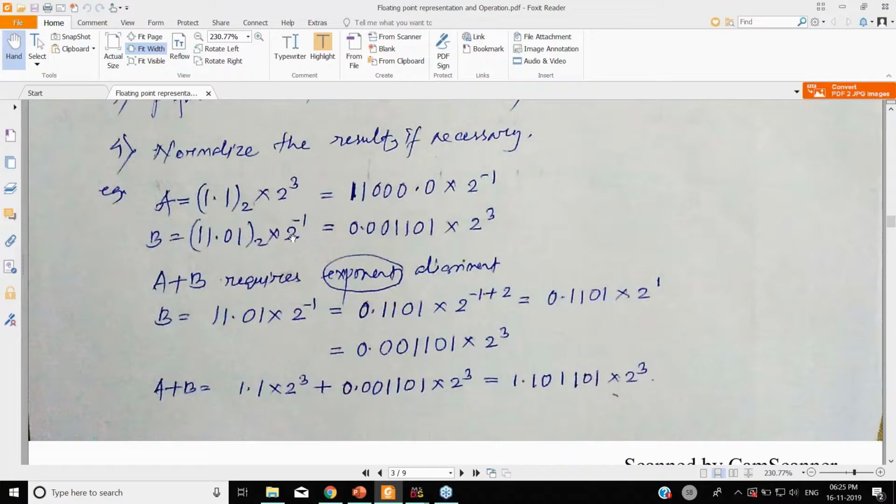So in this case, how to do addition? Unless there is a common component, you can't add these two numbers. So what you will do, you somehow make some changes to some number so that their exponents will be aligned. Now, how to do that?